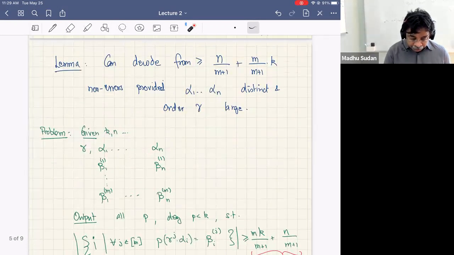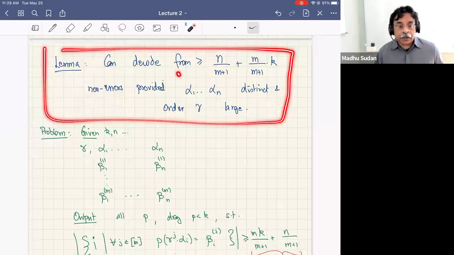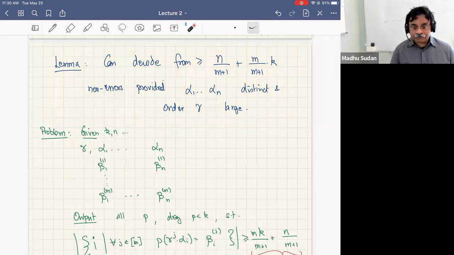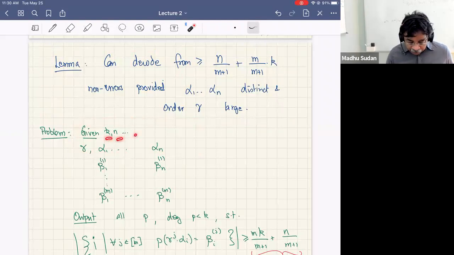So repeating the lemma statement here, we have an evaluation of a polynomial p at alpha 1 to alpha n, gamma times alpha 1 to gamma times alpha n, gamma square times alpha 1 to gamma square times alpha n, etc. And we want to decode. What are we going to do with this? So let's first write down the decoding problem. What do we have? These are the parameters of the code. You're given k, n, m, etc., gamma and alpha 1 and so on to alpha n. These we determined before the message was chosen.